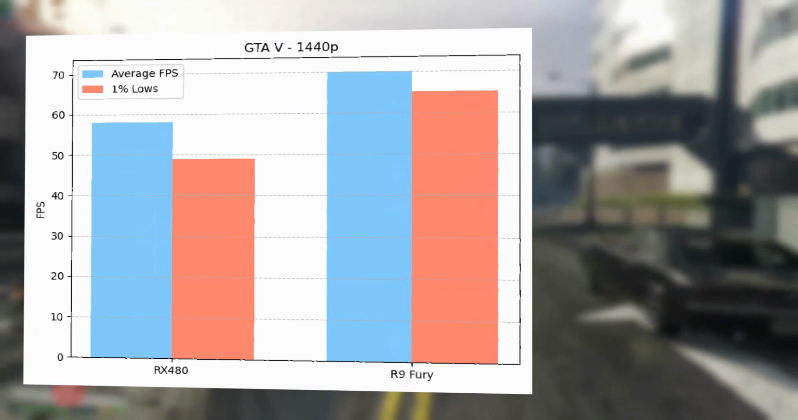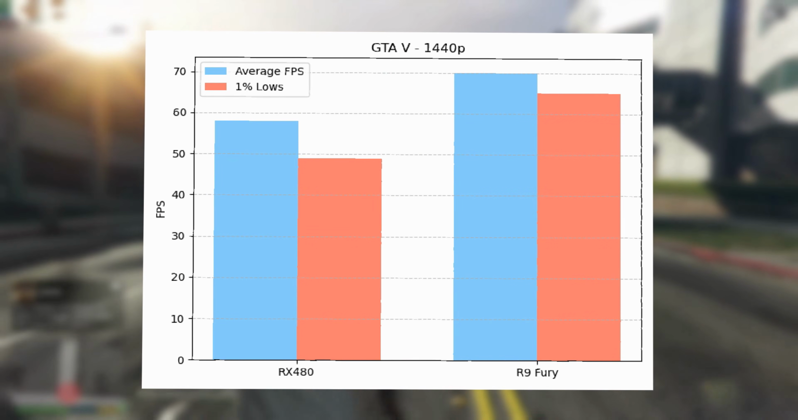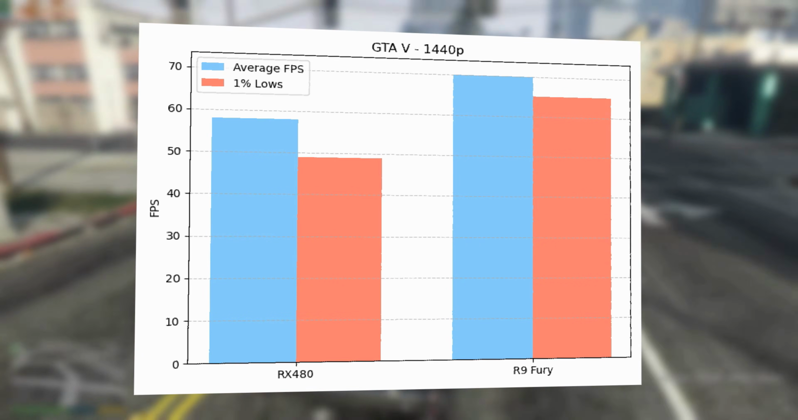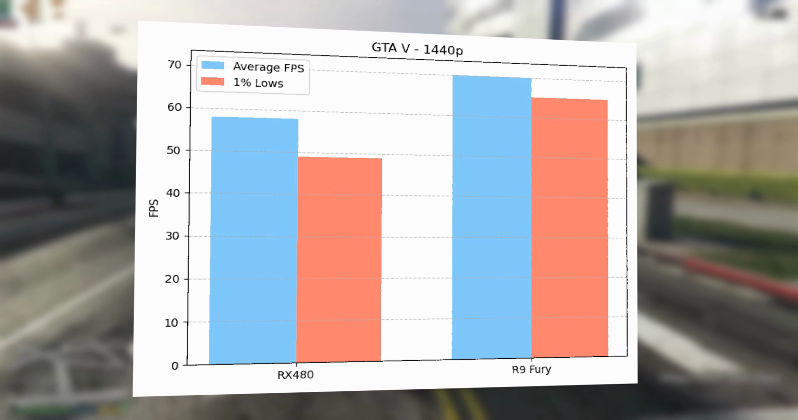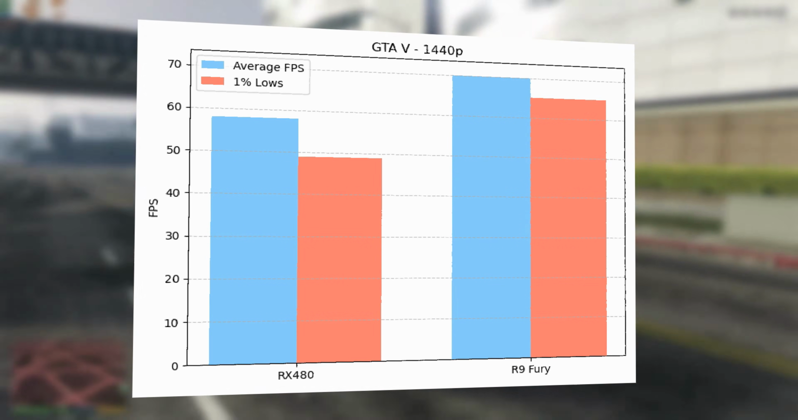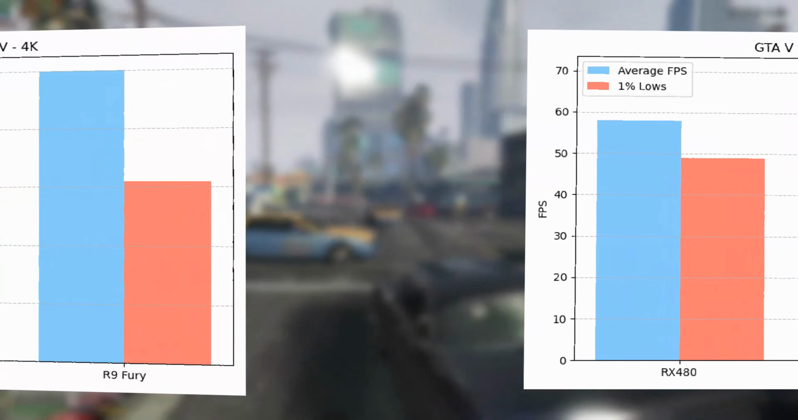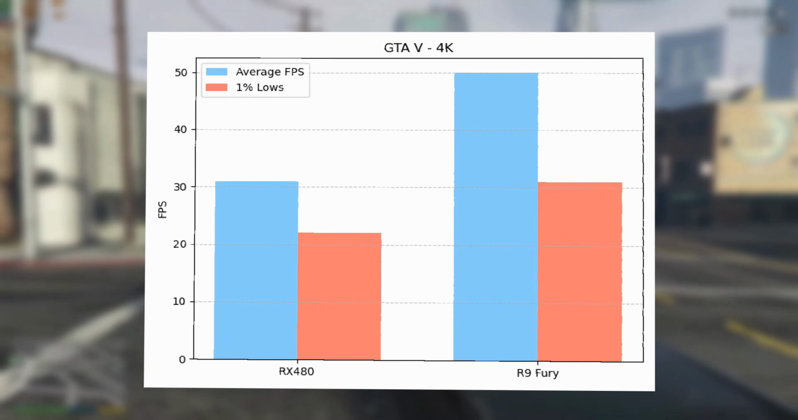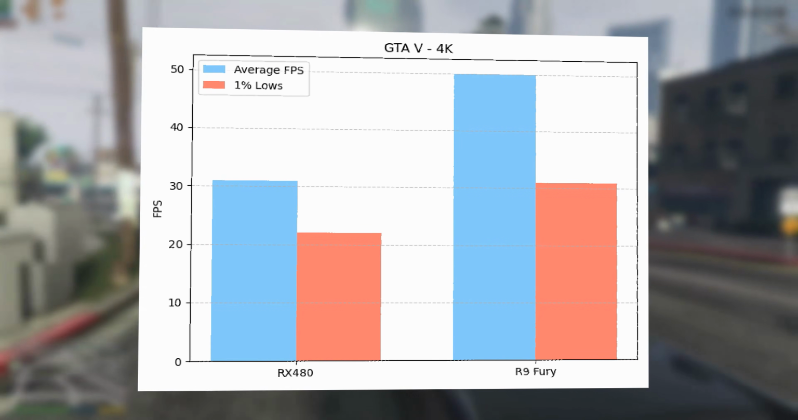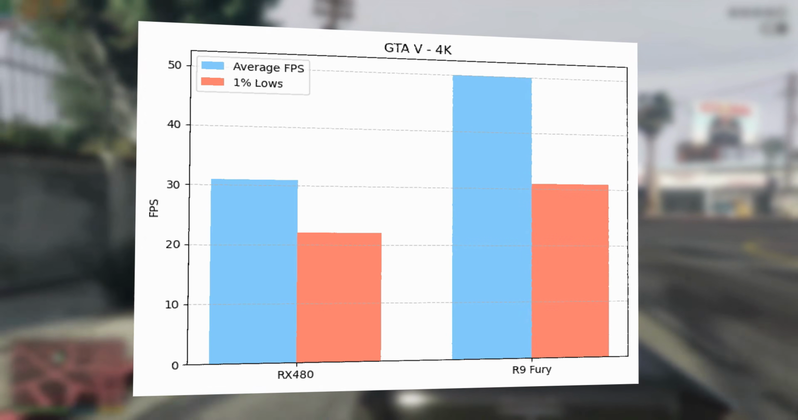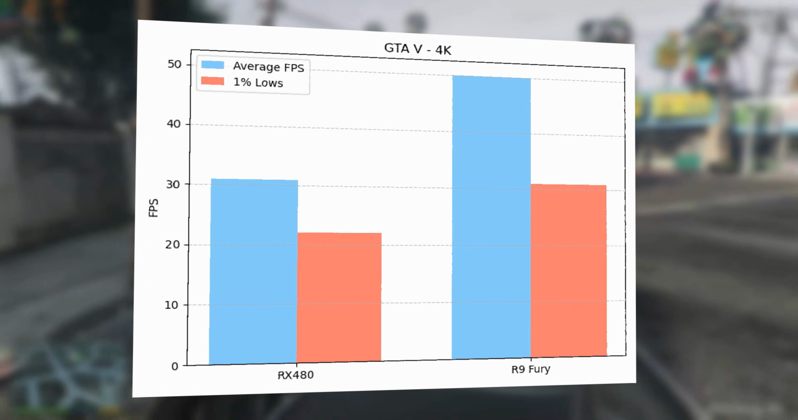Moving up to 1440p, and not much really changes. We still see that the RX 480 is now dropping under 60 FPS, but the R9 Fury is still maintaining well over 60 FPS while still using the 1440p settings. The biggest difference though is when we move things up to 4K, where the RX 480 is now getting around 31 FPS on average, which is still playable as long as you cap the frame rate, but the frame times as well aren't particularly fantastic.